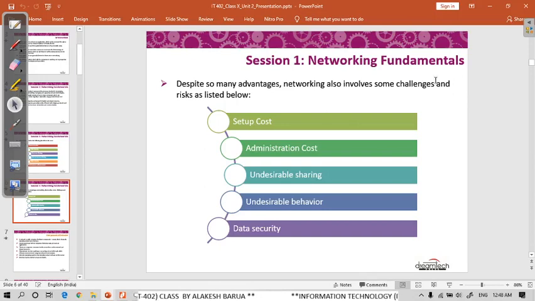So as the number of computers increases geometrically, the administration cost also increases. So administration cost is one other disadvantage of networking. Then undesirable sharing. Now, how is undesirable sharing a disadvantage?